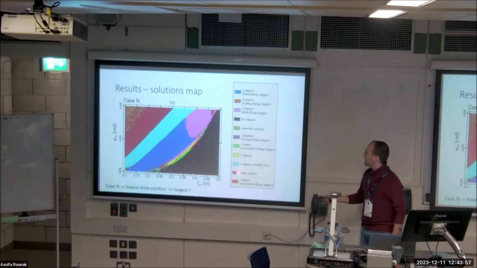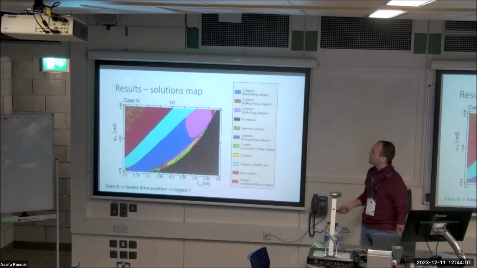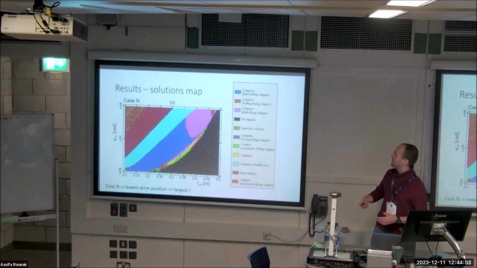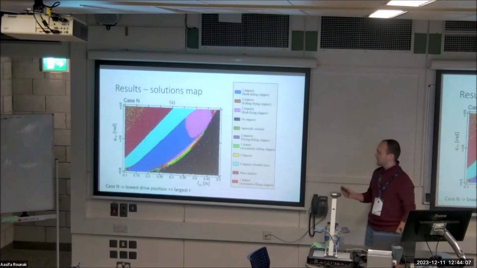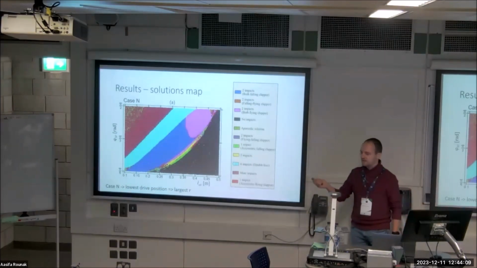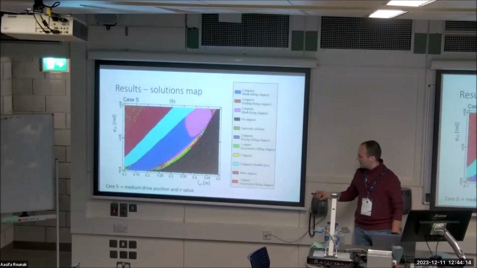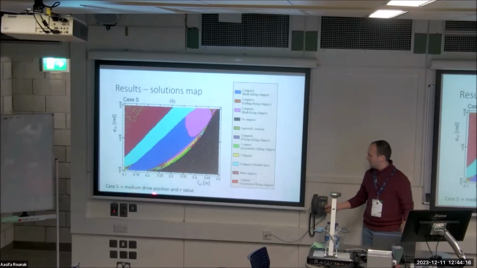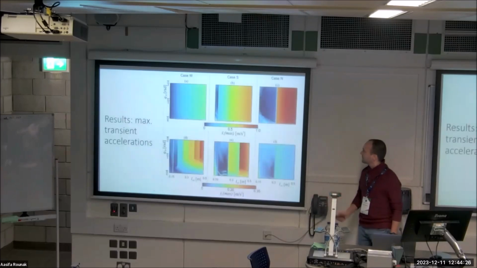As you can observe, we can have different solutions: two impacts per cycle, four impacts per cycle, one impact, aperiodic ones. Just details are in the publication. Here we changed the position of the motor a bit. And here there is the same graph for the highest motor position. As you can see, they don't differ a lot.